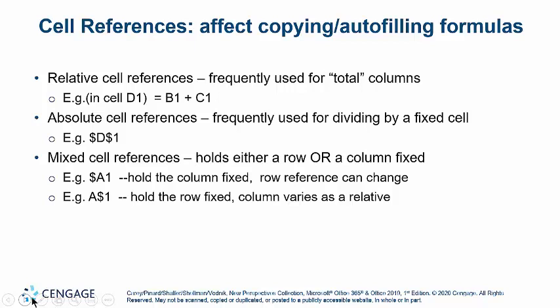Mixed cell references hold either a row or a column fixed. So we see here either we're holding the column fixed with $A and letting the row reference change, or in the second example we're holding the row fixed as row 1 and allowing column to vary. Remember that you can easily cycle through relative, absolute, and the mixed cell references and formulas by selecting the cell reference in the formula and pressing function key 4 while you're in edit mode.